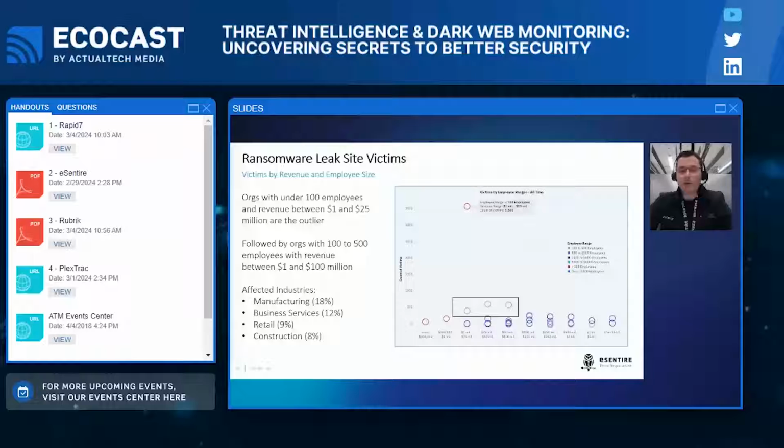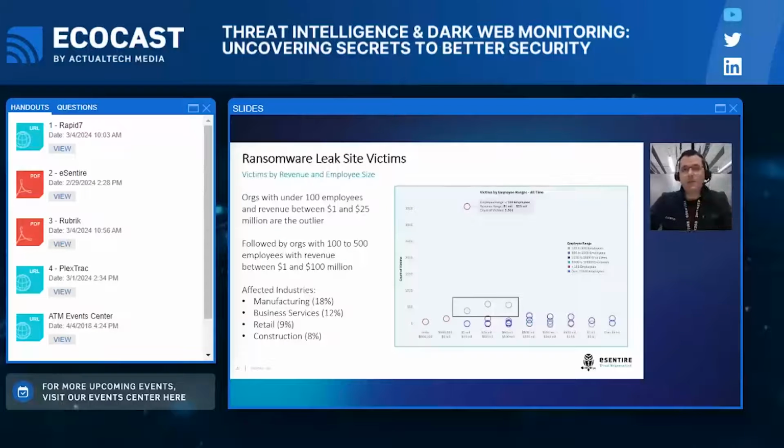Now, we also looked at the intersection of employee size and revenue. These are two attributes that typically define business size. Here on the y-axis, we have the total count of unique ransomware victims, and on the x-axis, the range of revenues for these businesses. Now, the intersection of both is represented by those clusters of bubbles you see on the diagram. And here we see an obvious outlier: businesses with fewer than 100 employees and revenue between 1 and 25 million. And then that's followed by the next 3 consecutive revenue groups with 100 to 500 employees.